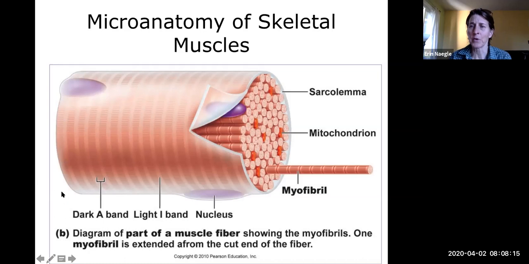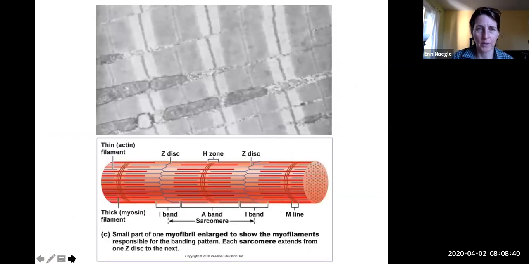And of course, if you look at a muscle underneath a microscope, you start to see these dark and light bands. We call that striations. So what causes those striations? Well, it's how those myofibrils, or those actin and myosin, are stacked on top of each other. Some places they overlap, some places they don't. So let's look at that.